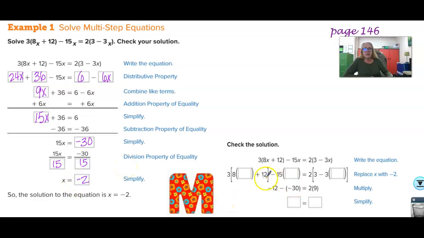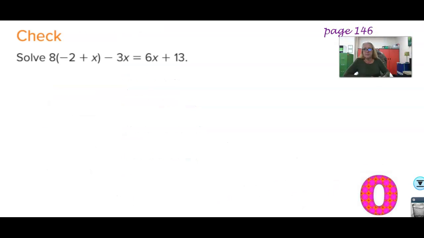They want you to come over here then and plug -2 in for x in every case and see if you get the correct answer. And you get 18 equals 18, which tells you, yes, you did it right. All right, so here's a check. First thing you do is get rid of parentheses. So we go 8 times -2 is -16, and 8 times a positive x is a positive 8x. And then we have this -3x also on the left-hand side of the equal sign.